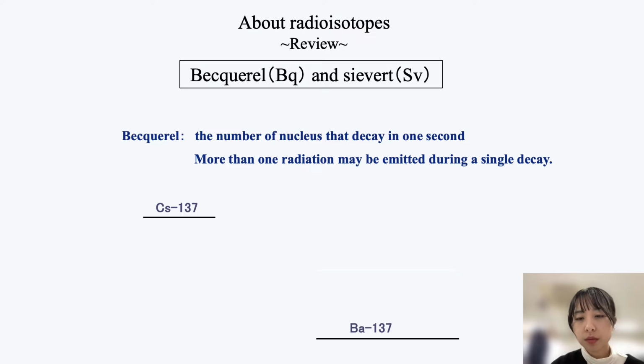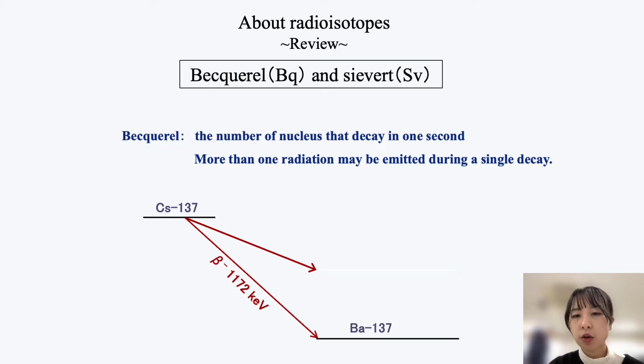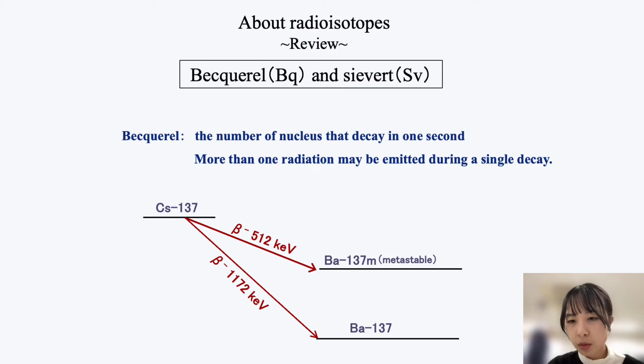For example, cesium-137 decays to the ground state of barium-137 by beta emission, but this is for only about 5% of cesium-137. The remainder decays by beta emission to a metastable barium-137m, and then to the ground state of the stable barium-137 by the additional emission of a gamma ray.